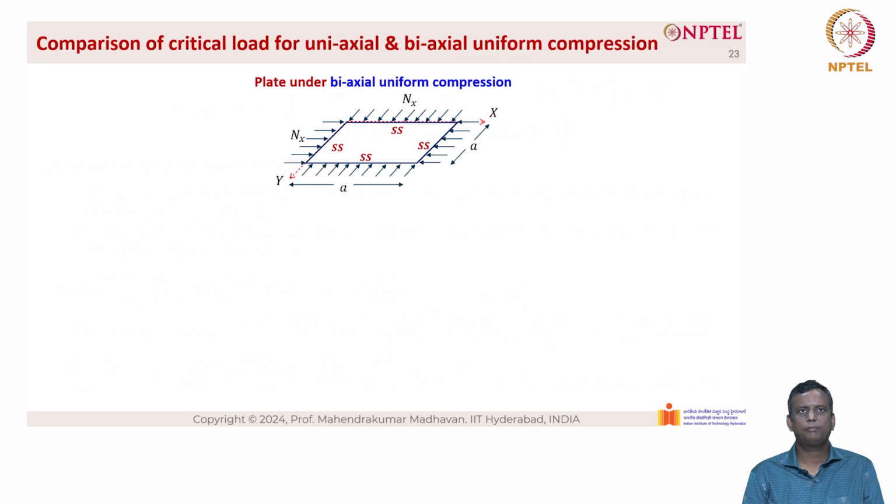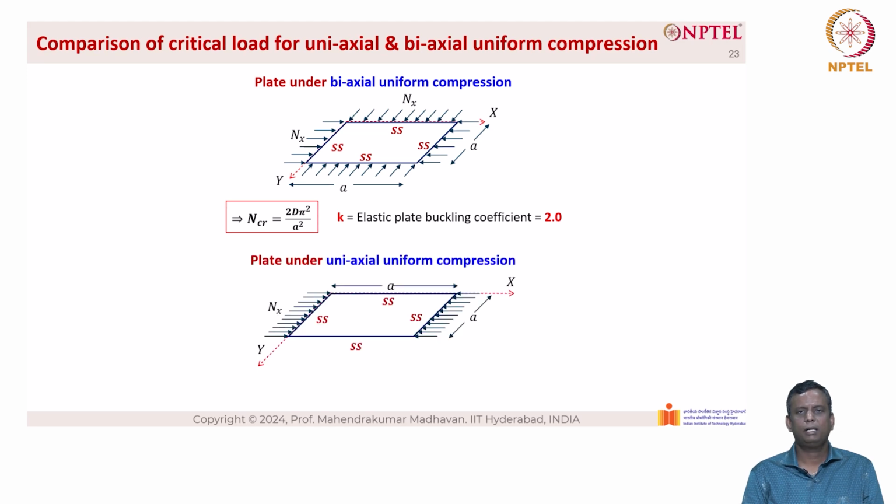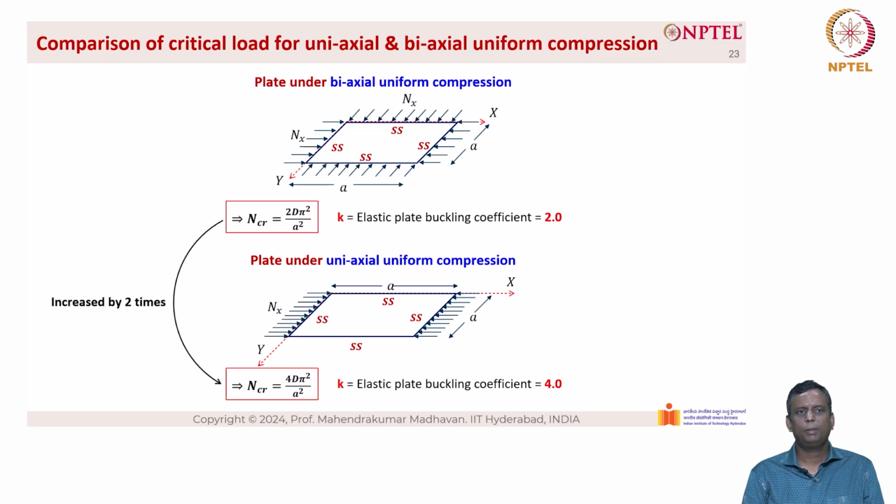Now, the comparison of critical load for uniaxial and biaxial uniform compression can be observed here. Here, N critical equals 2 pi² D by a², where K is the elastic buckling coefficient given as 2.0, and for a plate under uniform compression, we have N critical equal to 4 pi² D by a², and K is the elastic buckling coefficient, and in this case it is 4.0. So, this indicates that the load capacity is increased twice when we move from biaxial compression to uniaxial compression, where the elastic buckling coefficient changes from 2 to 4.